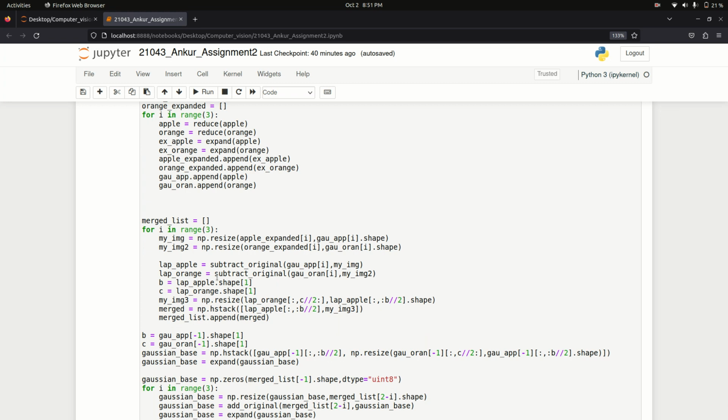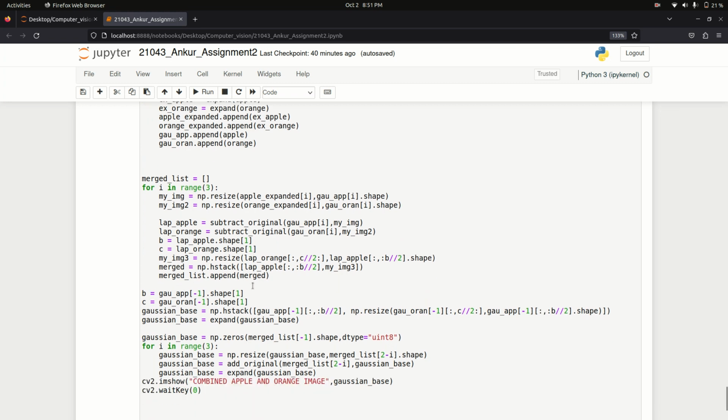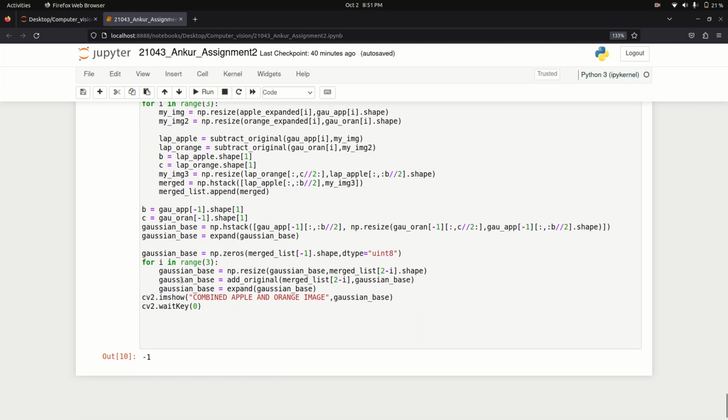And after this, I have simply subtracted an image from the expanded version of that image, which gives us the Laplacian of this image. I have merged both the apple and orange Laplacians to get a combined image. And then that image I have stored in this merged list. So using this merged list, which is basically a list of Laplacians of different sizes, I will compute the combined apple and orange image.